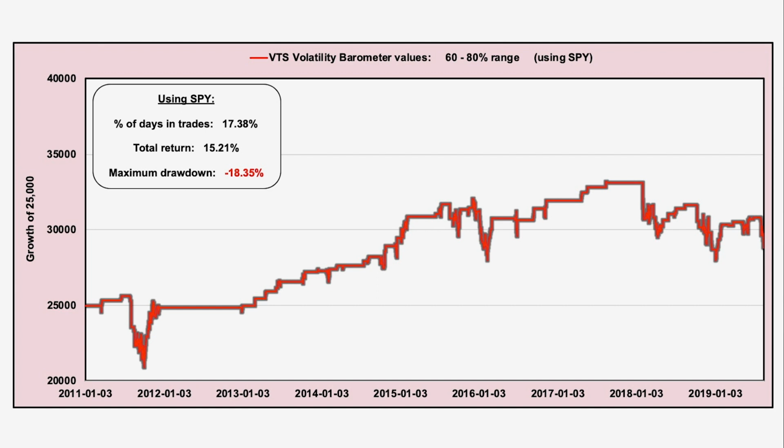So this chart here is showing performance using the S&P 500 instead, the SPY ETF. Again, this is only holding for 17.38% of trading days, and not even very advantageous days at that. Elevated volatility, this is when markets can be pretty hit and miss, and that shows up here with the SPY. It is still positive at a total return of 15.21%, but with a drawdown larger than the return at minus 18.35%. Clearly TLT is just better across the board.